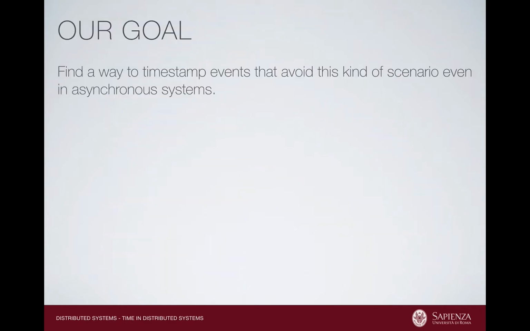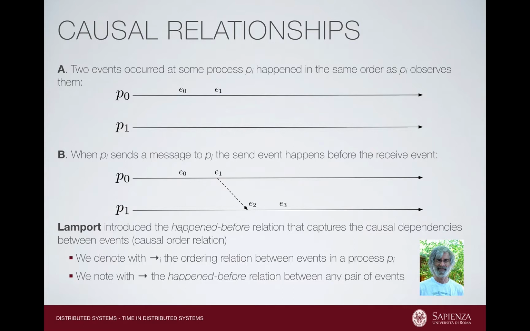The goal of this lecture is to create a way to build a timestamp that can actually order events and avoid this kind of scenario in asynchronous systems. The idea is to use a causal relationship. This was invented by Lamport, and it is one of the most famous papers of Lamport. You can see the original version linked on the website.